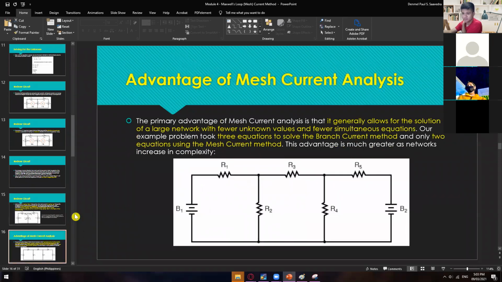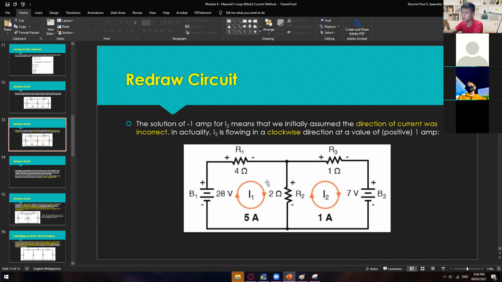All right. Okay, so let me just mention the advantages of mesh current analysis. The primary advantage of mesh current analysis is that it generally allows for the solution of a large network with fewer unknown values and fewer simultaneous equations. So our example problem took 3 equations to solve with the branch current method, and only 2 equations using the mesh current method.